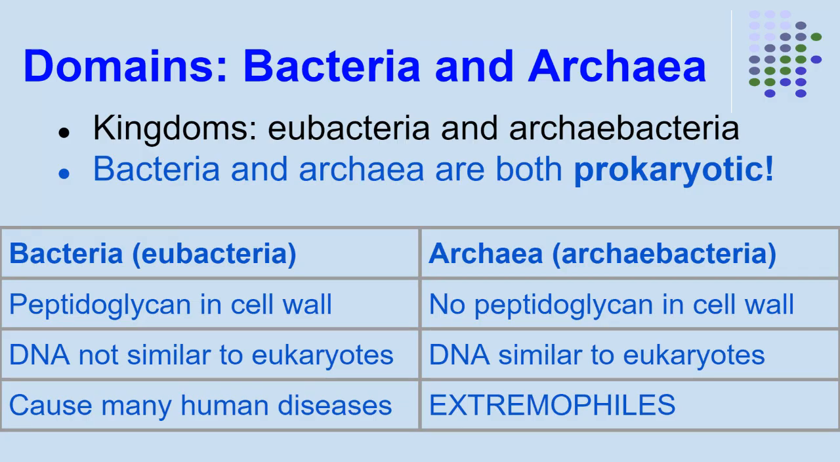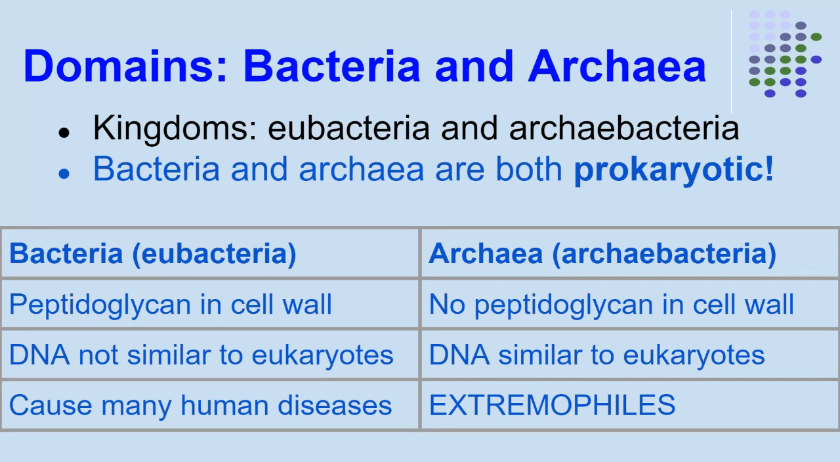If you're doing DNA analysis on bacteria and archaea, you will see a difference. In bacteria, the DNA is actually not very similar to eukaryotic organisms like us. So bacteria are not that similar to our DNA, but archaea actually have DNA that is more similar to eukaryotic organisms like us. For that reason, scientists have started to believe that maybe bacteria and archaea branched off from each other into separate clades, and that possibly eukaryotic organisms evolved from archaea because of the DNA similarity between archaea and eukaryotic organisms.